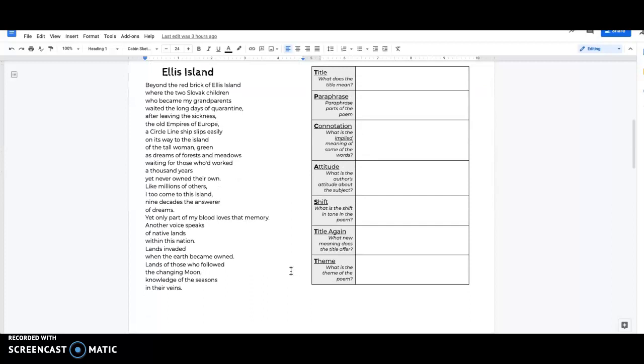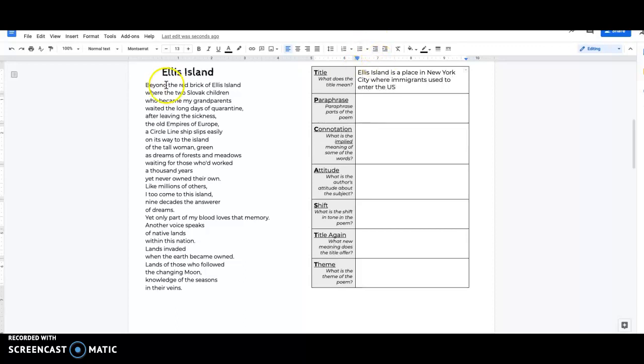So the way that we talked about this in class was to apply the TP-Cast strategy to Ellis Island, a poem that you guys read last week. So the first thing is to look at the title, and there's a little prompt under each one of these steps to let you know what you should be doing. So what does the title mean? So Ellis Island is our title. Ellis Island is a place in New York City where immigrants used to enter the U.S. That is literally what it is.